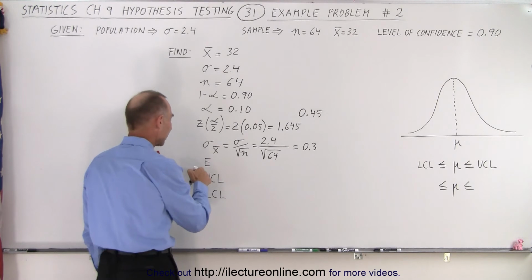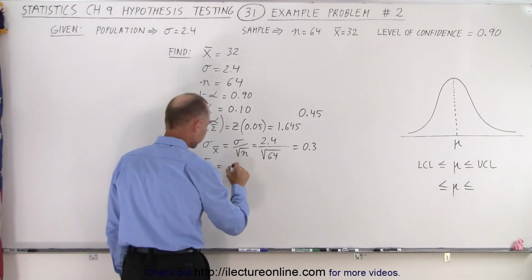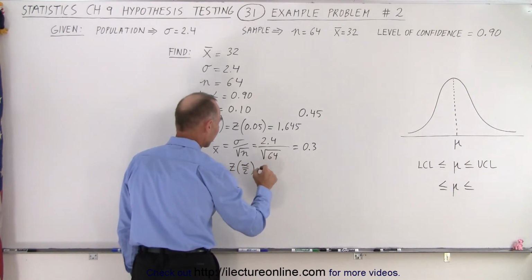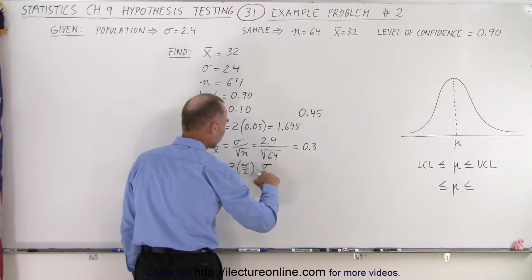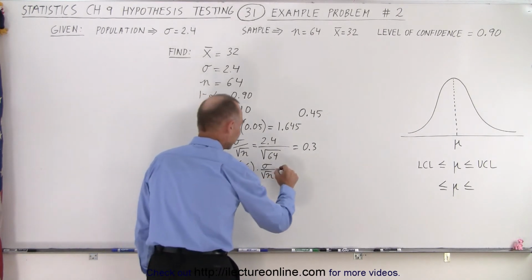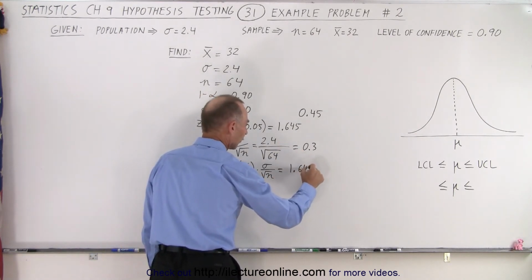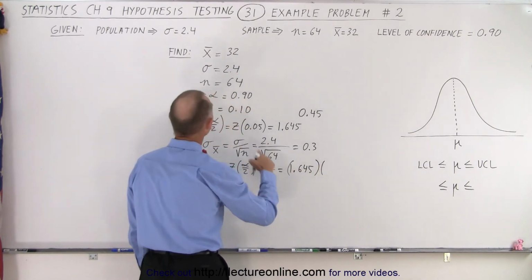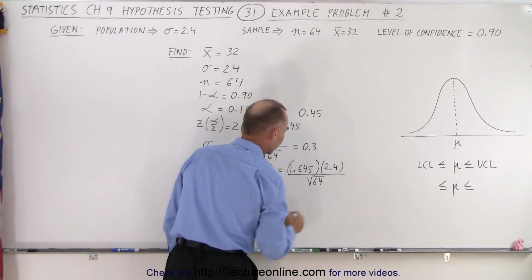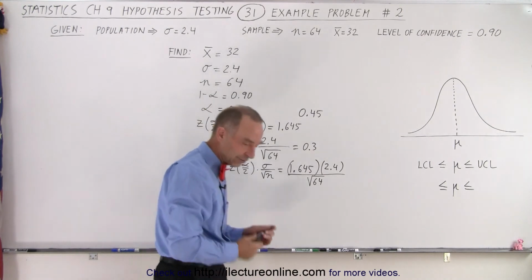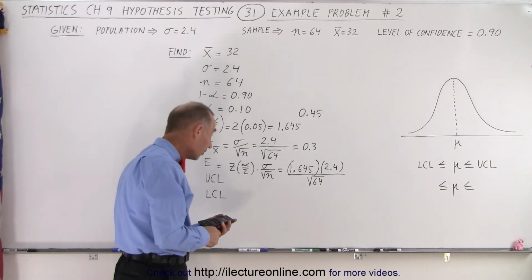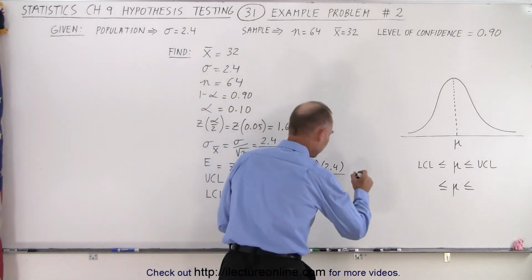Okay, and then now we need to find the error. The error is defined as the z-score at the half level of significance multiplied times the standard error, which is the standard deviation of the population divided by the square root of the sample size. And so this would be equal to 1.645 multiplied times the standard deviation, which is 2.4, and dividing it by the square root of the sample size, which is the square root of 64. So it's 1.645 times 0.3, and we get 0.49. We'll do it to 2 decimal places.